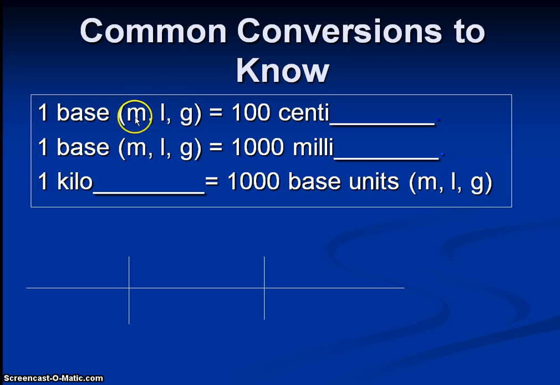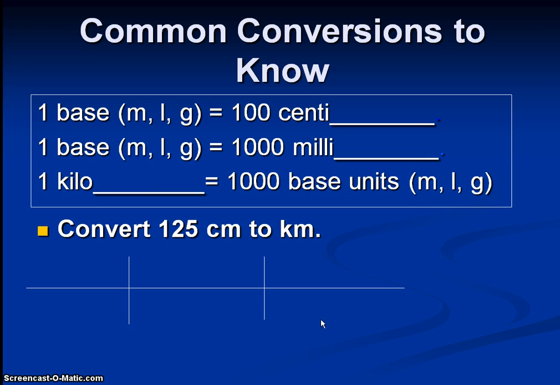If you were doing meters, then 1 meter is equal to 100 centimeters. So you just fill in this blank with whichever choice you had over here. So if you were doing 1 gram, it's equal to 100 centigrams. Down here, if you were doing 1 gram, it's equal to 1,000 milligrams, or 1 meter is equal to 1,000 millimeters. So whichever of these 3 choices you chose for your base unit, that's what would fill in the blank over here.